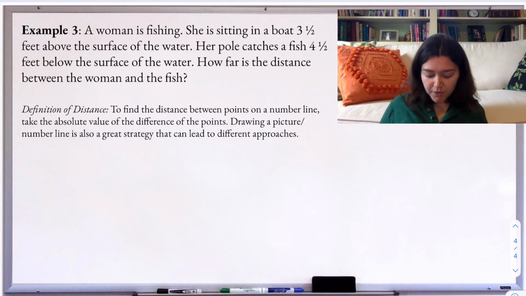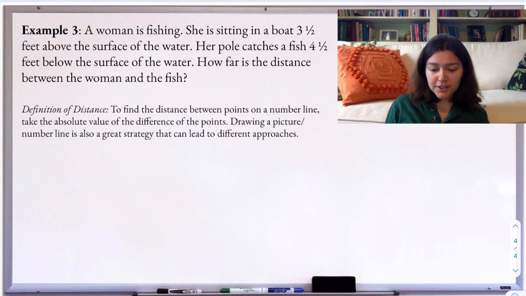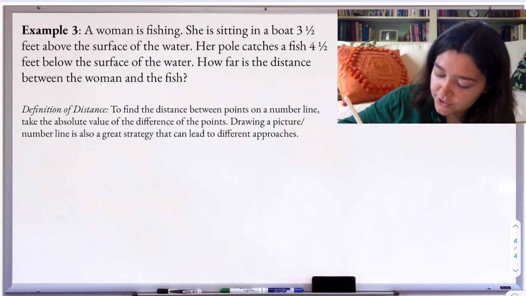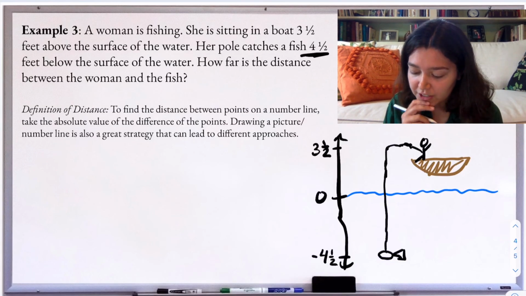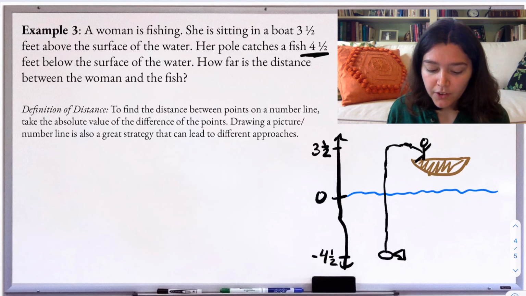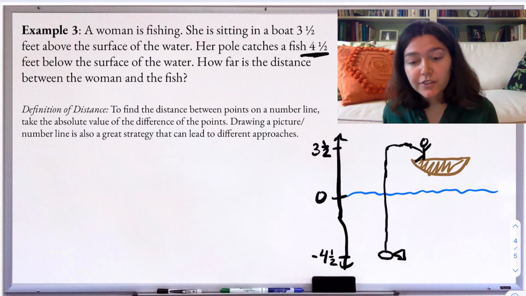So we have example 3, a woman is fishing. She is sitting in a boat 3½ feet above surface level of the water. Her pole catches a fish 4½ feet below the surface of the water. How far is the distance between the woman and the fish? All right, I'm going to draw a picture again, because I think that's super helpful for these questions. Okay, so our fish is down here at -4½ if we represent it on the number line, and she's up here at positive 3½.